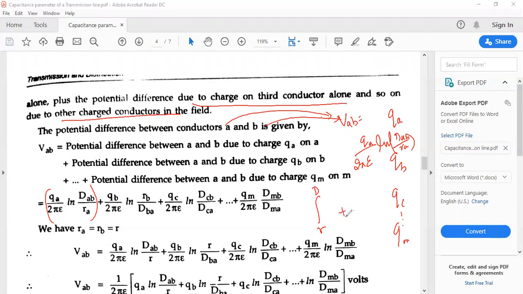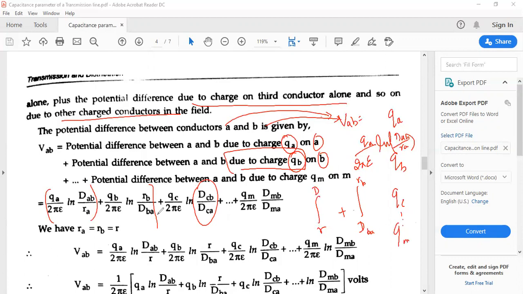Next, the potential difference of the conductors A and B due to charge QB on B. The earlier one was QA on A. What you need to do is integrate the distance, that is DBA on the other way, and RB. It is to be integrated like this, and later on you integrate it subsequently. This is what you need to follow.